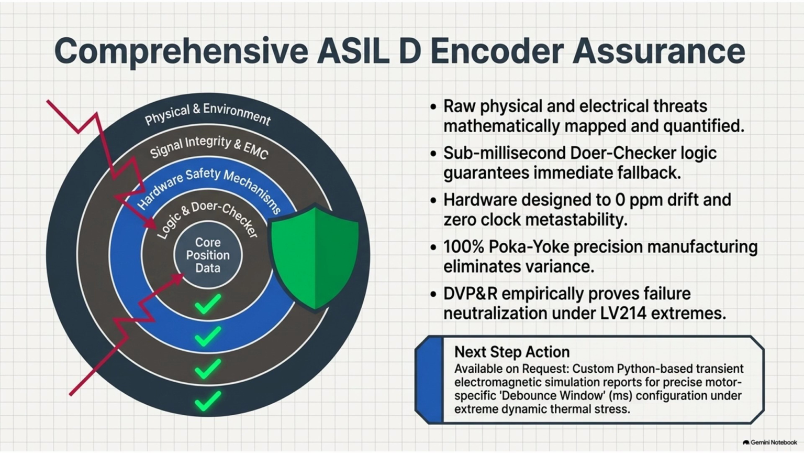They force the catastrophic failure just to watch the safety net deploy at the speed of light. The DVP&R is the crucible. It guarantees that the ASIL D standard is not just a theoretical badge, but a physical, verified reality.